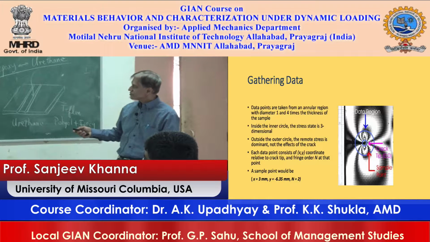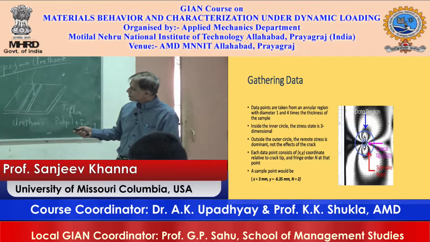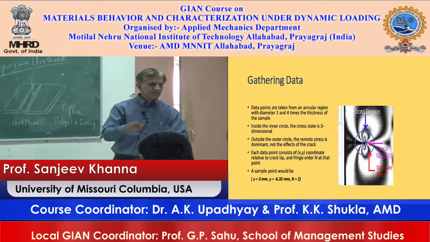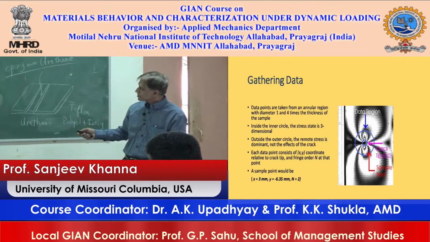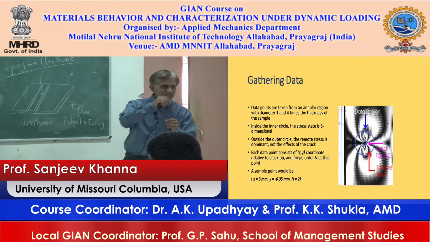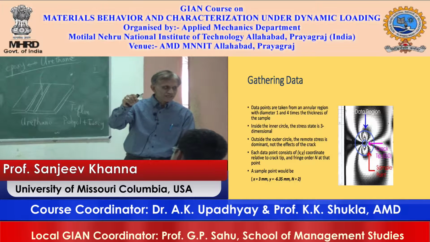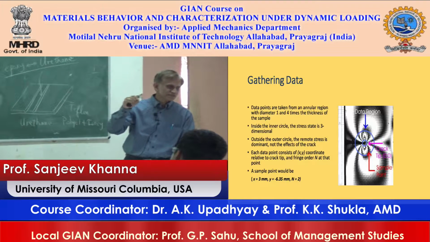So what I do is, I have this fringe, I have this fringe, I have this one in the middle. I take data points from here. I make a grid, and for each point I say, this is the zero order fringe, this is first order, second order, third order, and so on. I take the coordinates of the point and the order of the fringe.